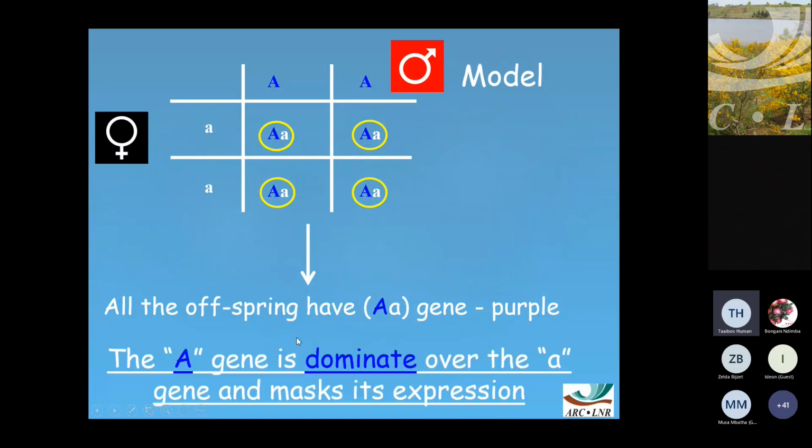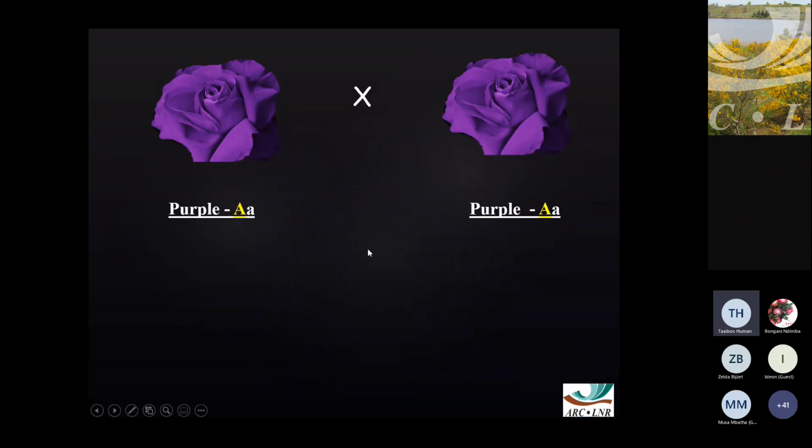And then he formulated a concept that the big A gene is dominant over the small a. Although in the progeny there is a small a present, the big A overrides the small a, and that's why you ended up with only purple.